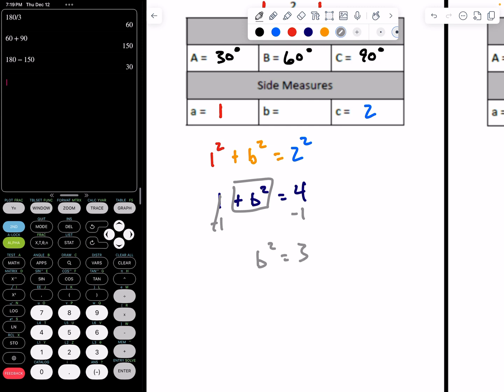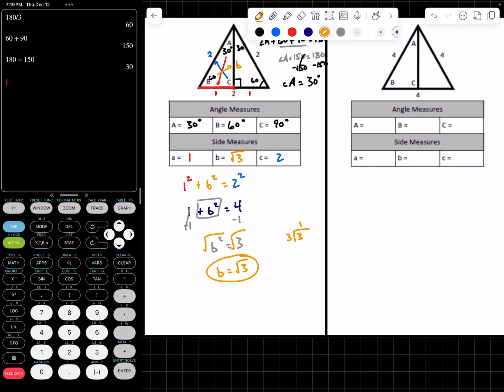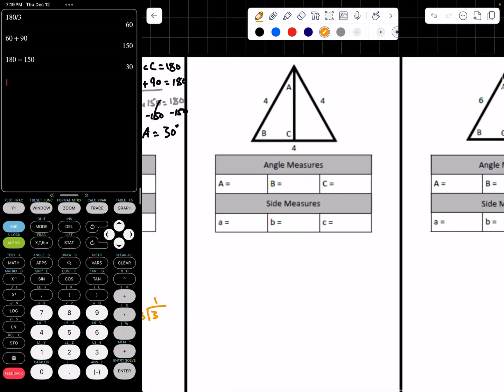B squared equals 3, and then I am going to take the square root because the inverse operation of squaring a number is square rooting a number. B squared will be b, and then the square root of 3, if I do the birthday cake method, all I have is 3 underneath. So the square root of 3 is going to be what we get for little b. Okay. I'm going to use this same process to work down my other questions.